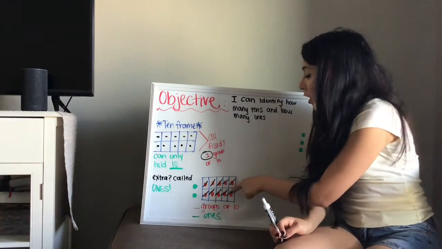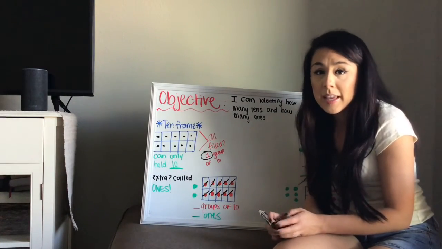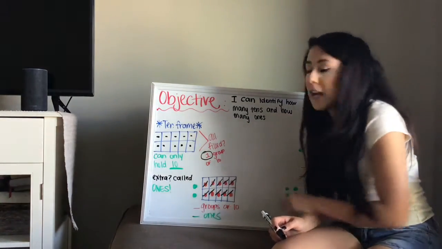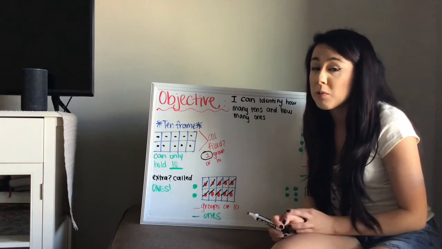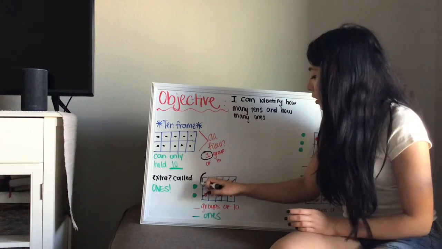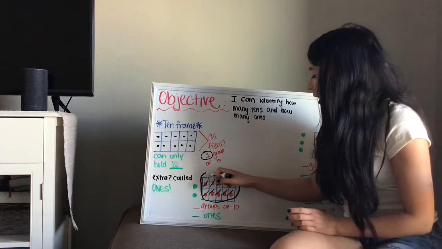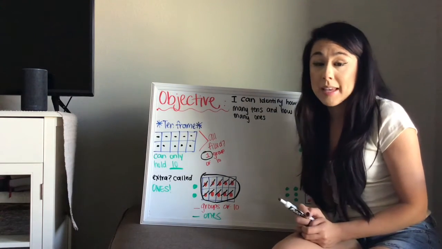Is this 10 frame all filled up? It is. Every square in the 10 frame has a dot or a counter in it. So now that my 10 frame's all filled up, this is how many groups of 10.